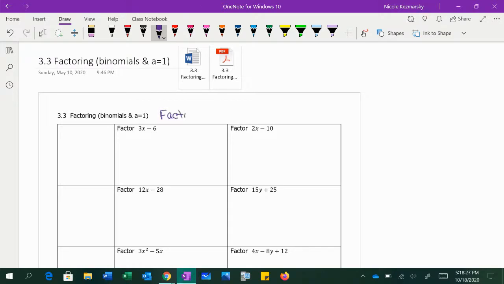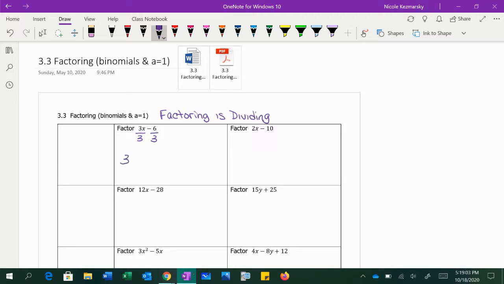So factoring is dividing. It's undistributing. So it's assuming somebody has done the distributive property and you're trying to back things up into what the problem originally started as. So if you look at this first example, I want to figure out what somebody multiplied by both terms to get 3x minus 6. Well, both 3x and 6 are divisible by 3. So I'm going to divide both terms by 3.